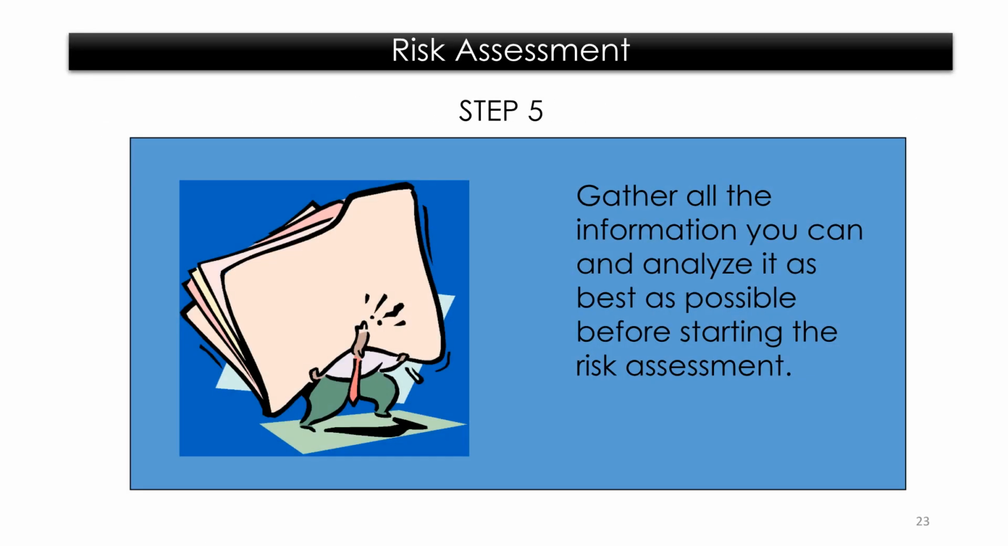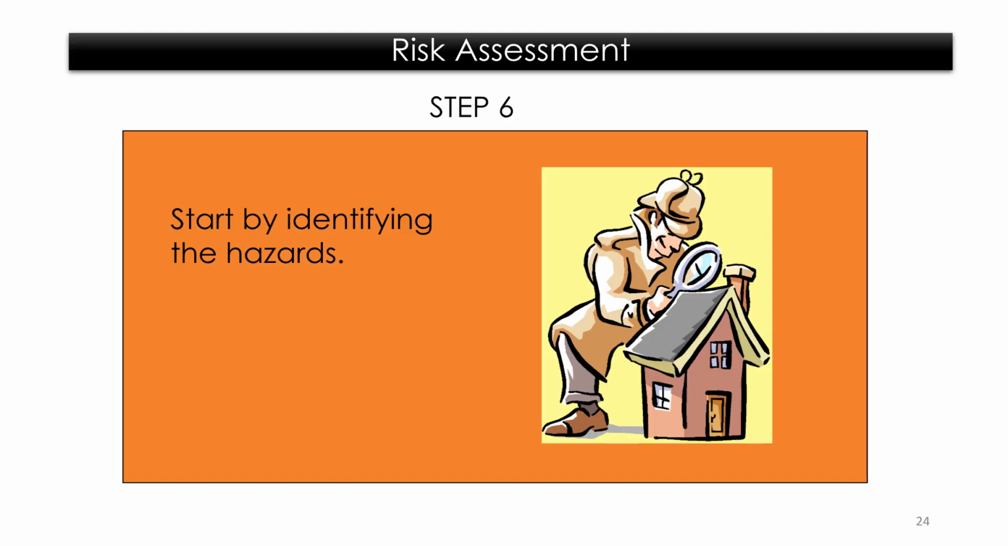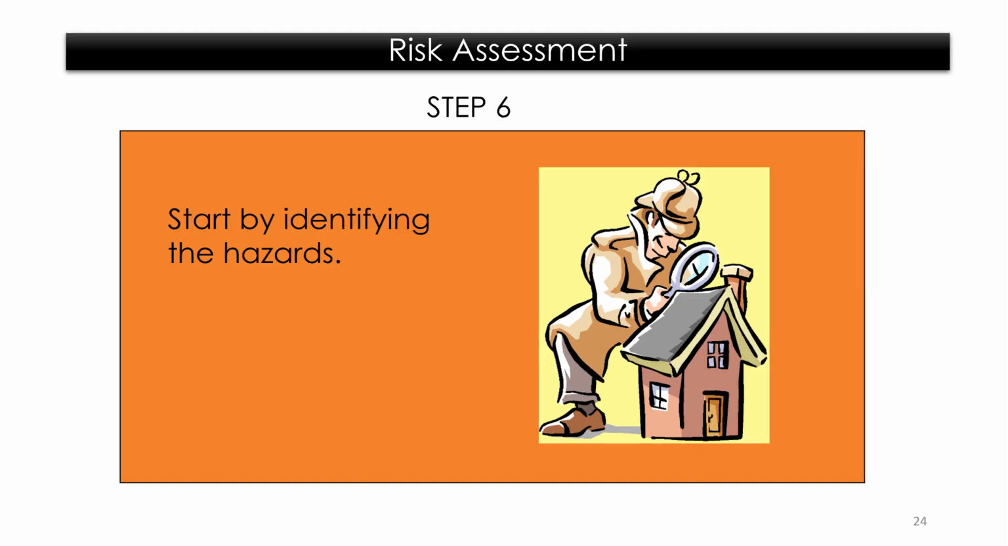Step 5 involves gathering and analyzing all available information before starting the actual risk assessment. Thorough preparation is key to an effective assessment. Step 6 is straightforward. Start the process by actively identifying the existing hazards in the workplace. This is the foundation of the entire risk assessment.